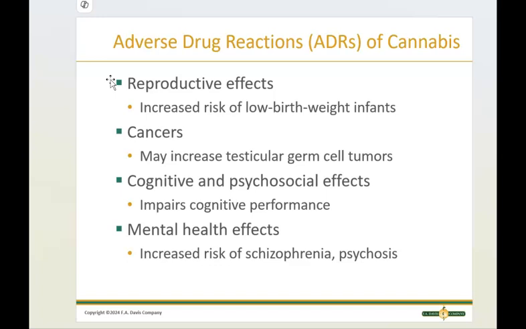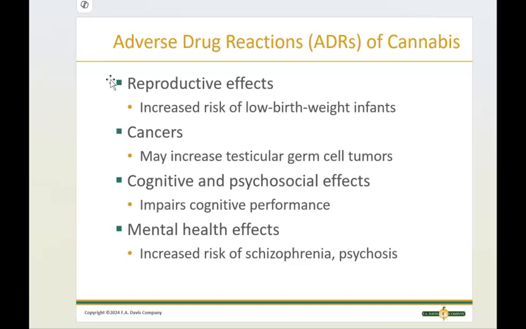Then we can have the cognitive and psychosocial effects. So there is very clear evidence that if you have used cannabis within the last 24 hours, it does impair your cognitive performance, including your learning, your memory, and your attention. Evidence for ongoing impairment of cognitive function after stopping the cannabis has been seen in a few studies.